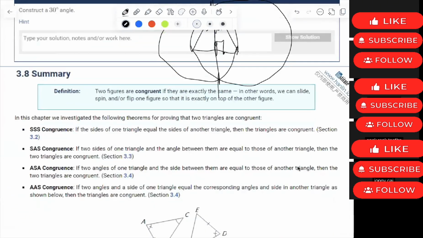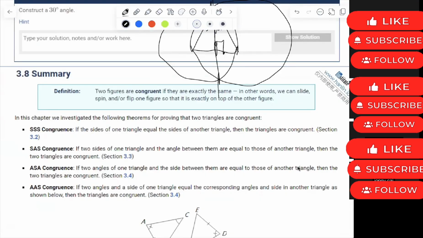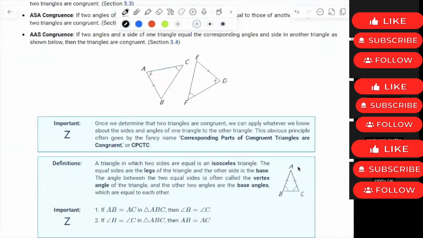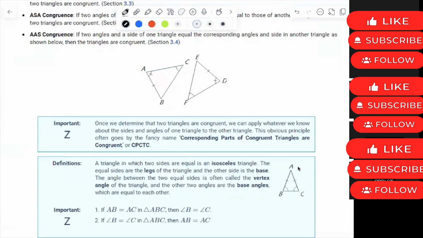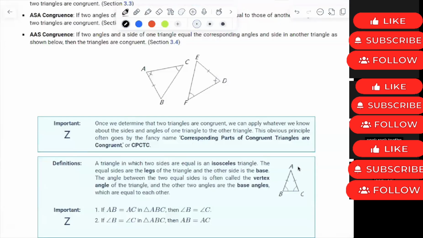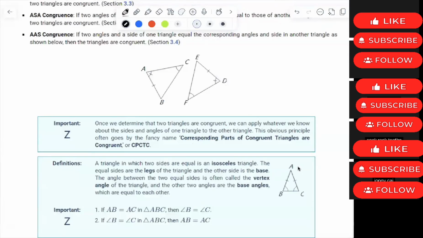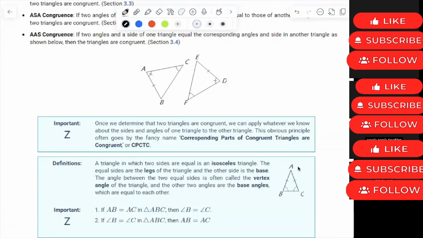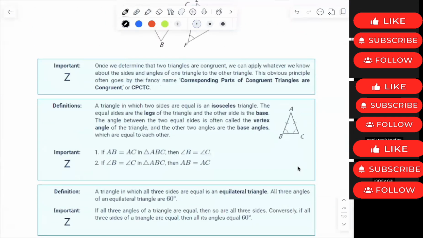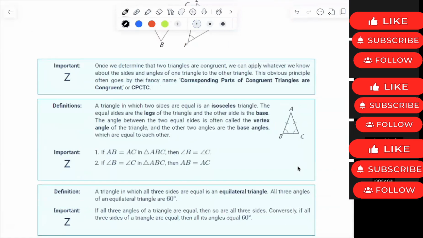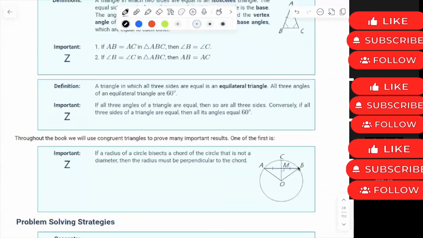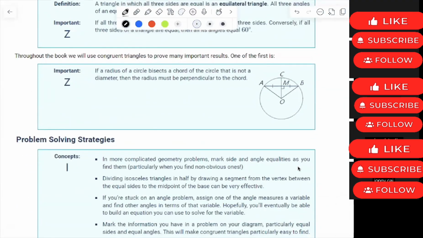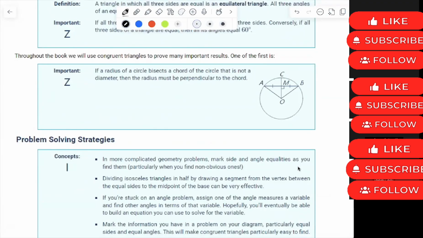Now what we learned today is SSS congruence, SAS congruence, ASA congruence, and AAS congruence, and also some similarity tricks, right? And then what we use is corresponding parts of congruent triangles are congruent, such as triangle ABC and triangle DEF. Corresponding parts of congruent triangles are congruent, right? And a triangle in which three sides are equal is equilateral, right? And we can construct perpendicular bisectors and equilateral triangles using compass and straight edge.